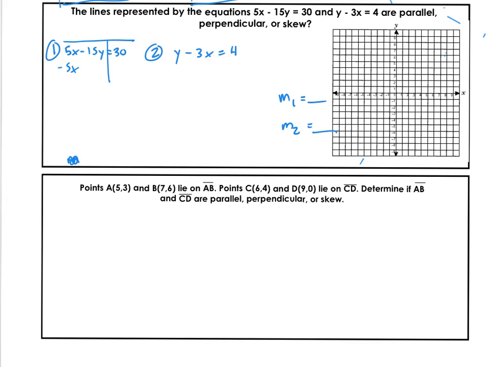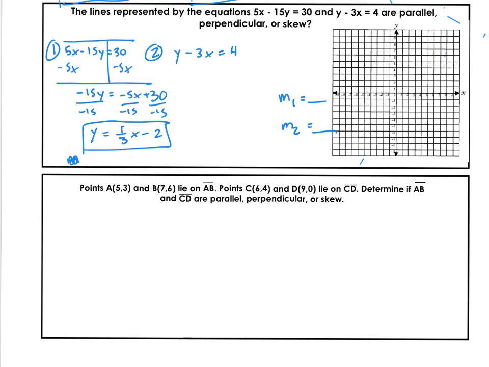So we're going to subtract 5x. We bring down negative 15y is equal to negative 5x plus 30. Divide by negative 15. And we get y is equal to 1/3 x minus 2. And that is our first one. So slope number 1 is 1/3. Now let's do number 2. For this one, all we have to do is add the 3x to the other side. That would isolate the y, so we have y is equal to 3x plus 4. So our slope here is 3, but remember we drop a 1 under our whole numbers, so our slope is 3 over 1.